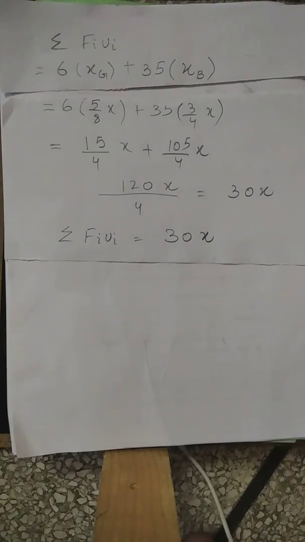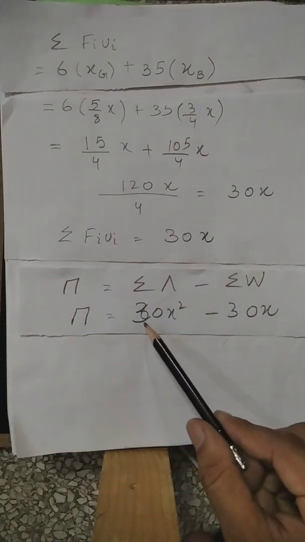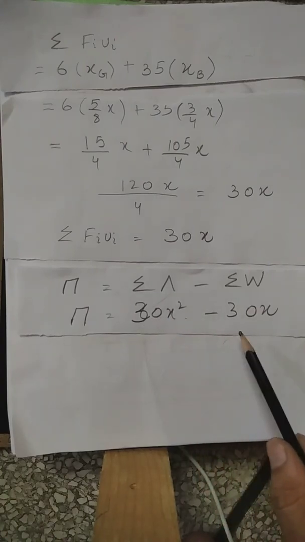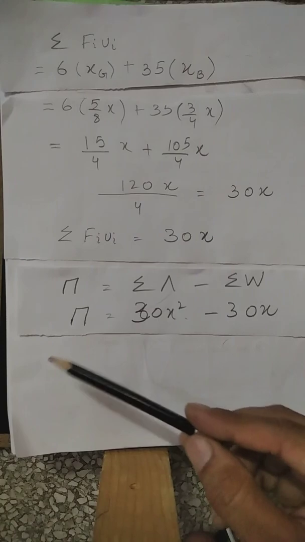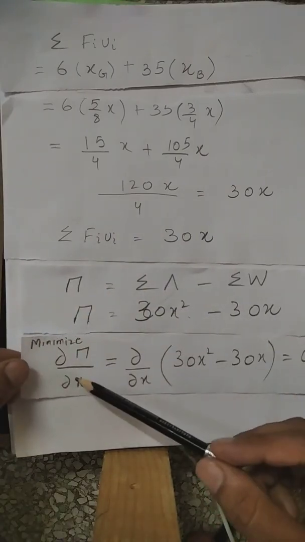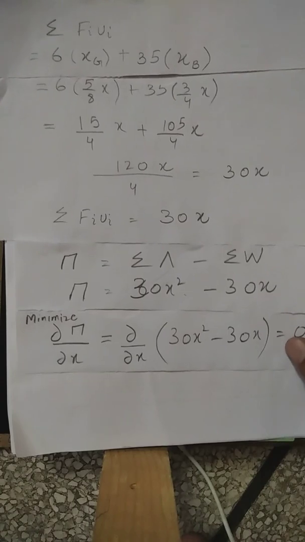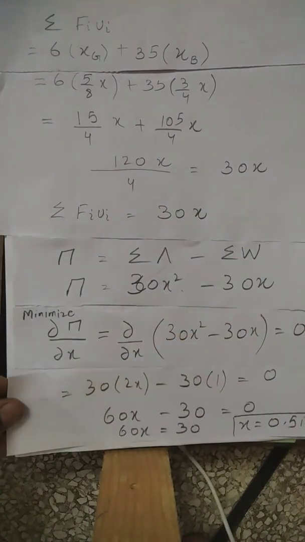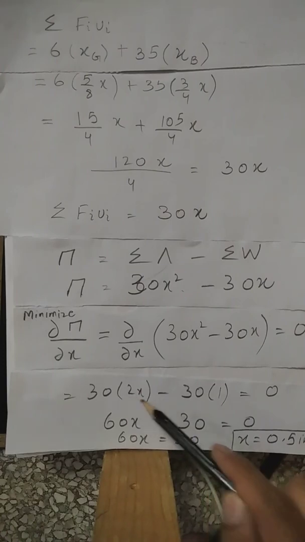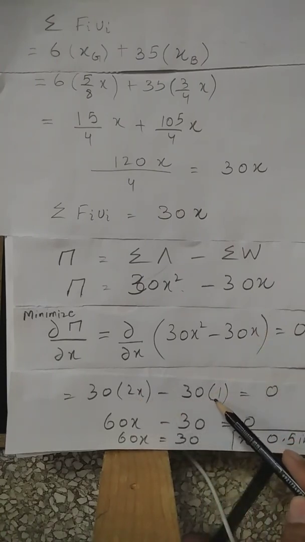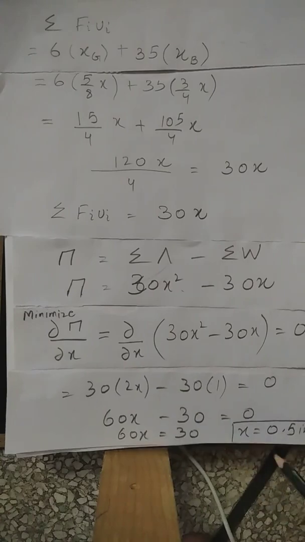Now we will again use the equation of potential energy equal to the strain energy plus work done. The value of strain energy which we got was 30x square, and the value of work done is minus 30x. We will minimize it by taking the derivative with respect to x. The derivative of 30x square is 30 into 2x, and the derivative of x is 1, so minus 30 into 1, and we put it equal to 0 to minimize this total potential energy. So from here we got the value of deformation.